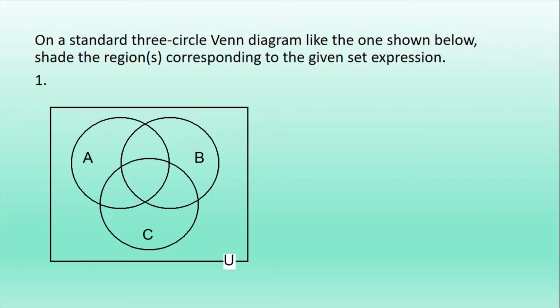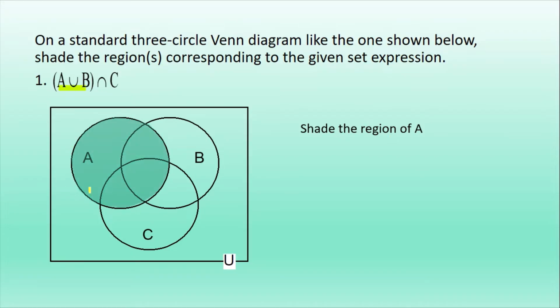Okay. On a standard 3-circle Venn diagram naman, ito yung figure natin. This one is the standard 3-circle Venn diagram. Shade the region corresponding to the given set expression. First, A union B intersection C. So, sabi natin kanina, we have to perform first the union. A union B, okay, shade the region of A muna kasi ito yung piniperform muna natin.